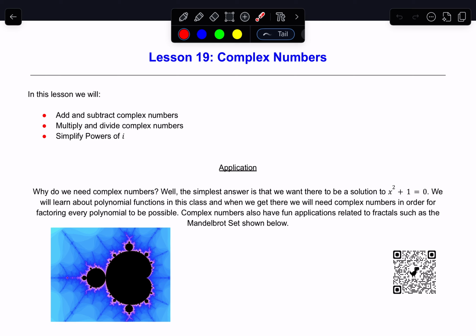But if you at all find that image on the left interesting, I encourage you to scan that QR code and see a little YouTube video. It doesn't teach you anything. It just zooms in and in and in on the Mandelbrot set.